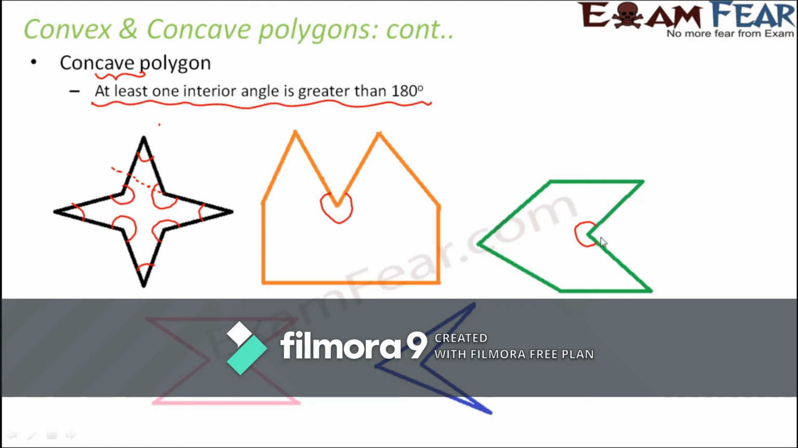So here you have just one cave. Here you have one cave. Here you have four caves. Here, here, here and here. That's because you have four angles greater than 180. Similarly, in these diagrams also you have angles greater than 180 degrees, and that is why these are concave polygons. So these are the two types of polygons that we come across, convex and concave.